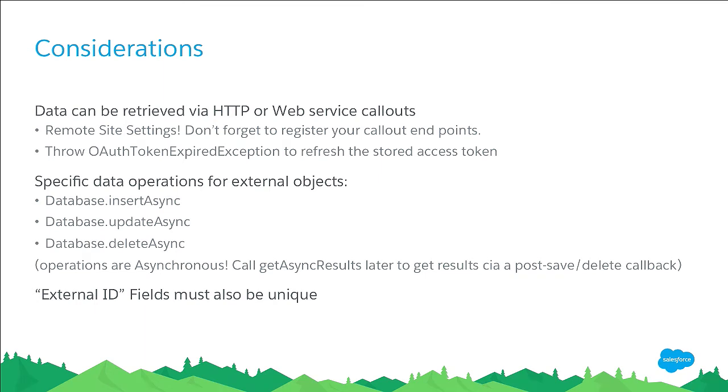But also, if you're doing DML, you can't use just the regular insert and update of the DML. Because it's an external data source, you've got to do all DML asynchronously. So you've got to do Datasource insert async, which is a new method, to update the data in that external data source so that the transaction can continue. And then later on, if you want to, you can call async get async results, and return the result data back to you. And the external ID field must be unique.